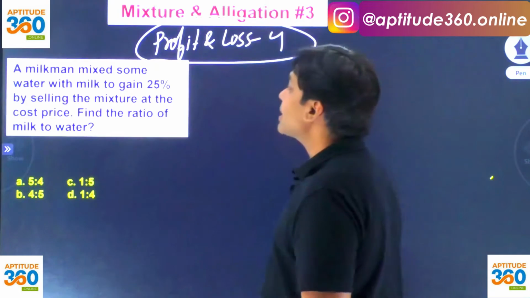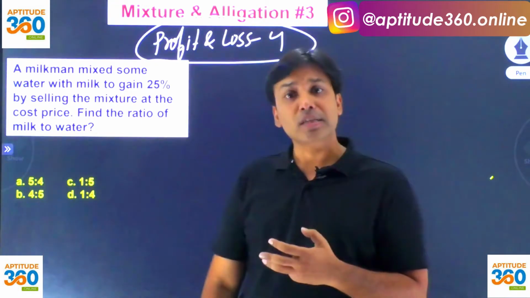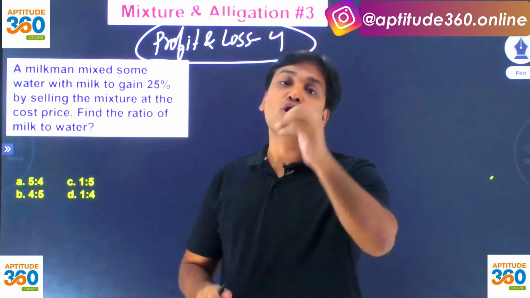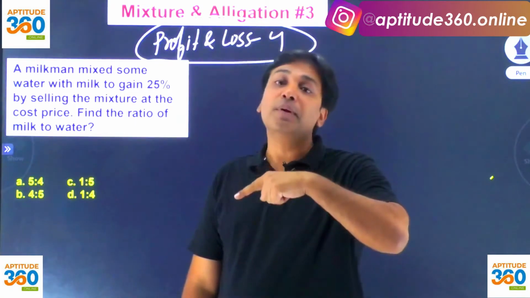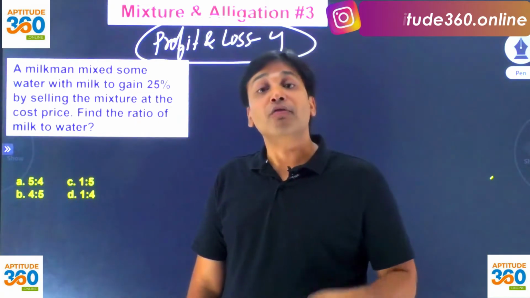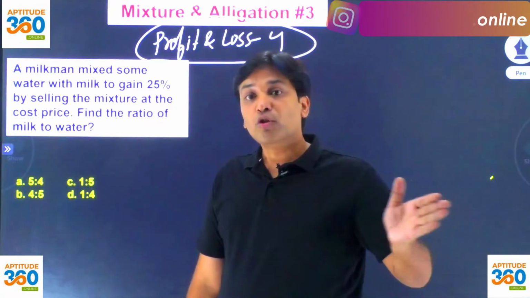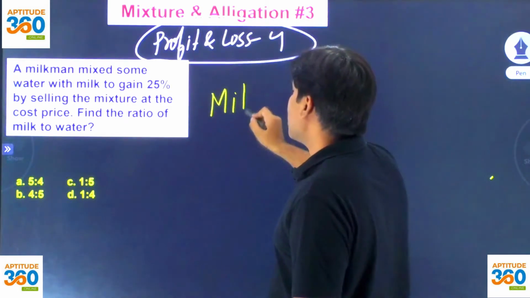A milkman mixed some water with milk to gain 25% by selling the mixture at the cost price. ये झूठा आदमी ये क्लेम कर रहा है कि मैं तो कॉस्ट प्राइस पे बेच रहा हूं, है ना. कॉस्ट प्राइस पे बेचने के बाद भी अगर इसको 25% का फायदा हो गया तो वो फायदा हुआ कहां से, पानी मिलाया ना इसने, तभी तो फायदा हुआ इसको. तो मैं क्या मान के चलता हूं, देख लो इसको, सीखो आप.